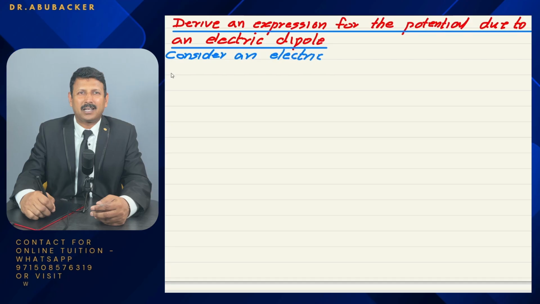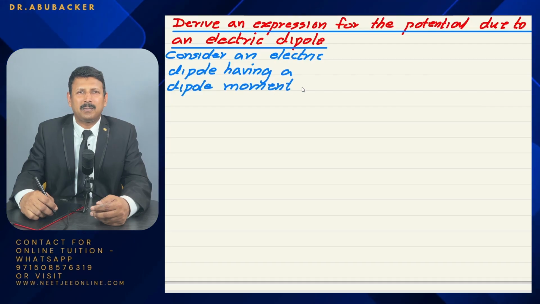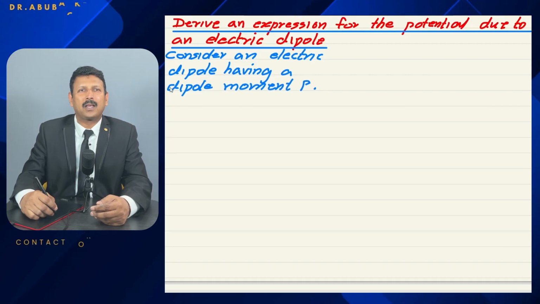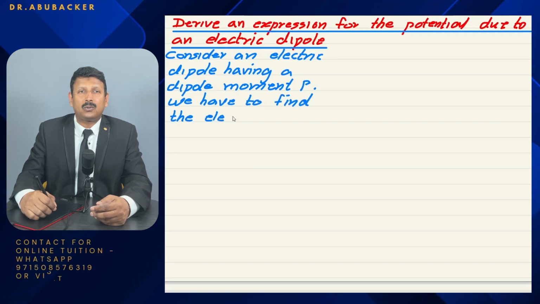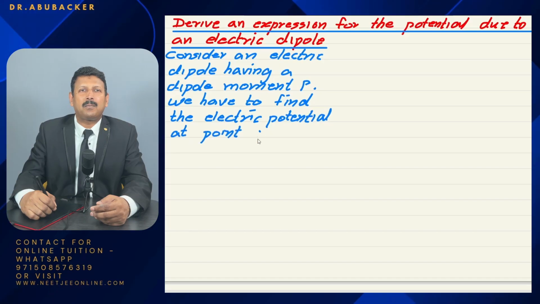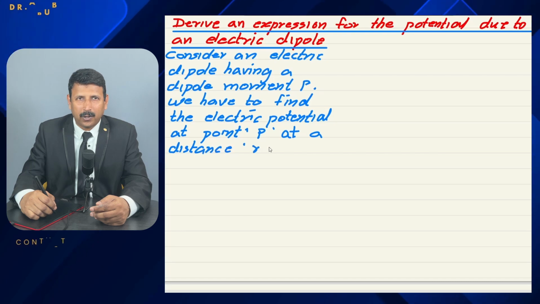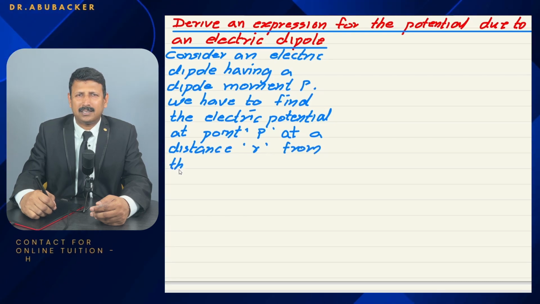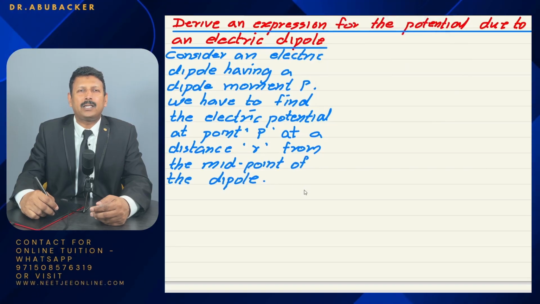So a little bit of writing is required. Consider an electric dipole having a dipole moment. You know the dipole moment, right? P is equal to q times 2a. So having a dipole moment P, what we have to do is find the electric potential at a point P. This time we are not mentioning whether the point is along the axis or perpendicular to the axis. This is a derivation suitable for all. So at a point at a distance r from the midpoint of the dipole.